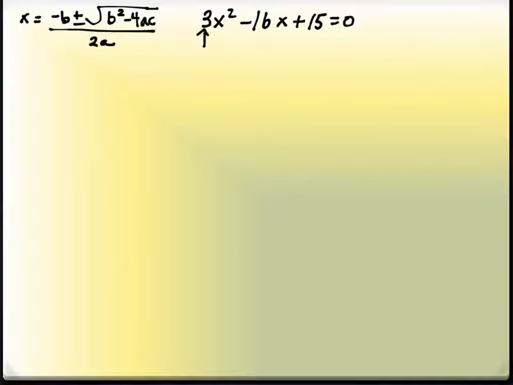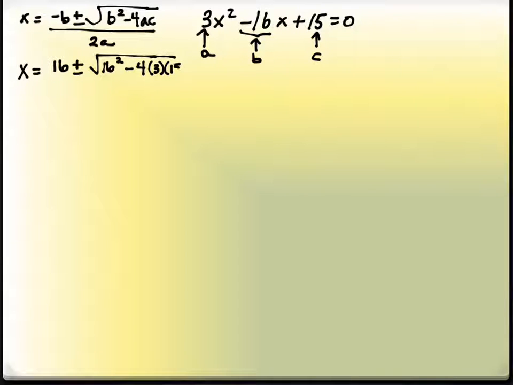All right, so this one is A. This one with its sign is B. And this one is C. So x equals negative b, but our b is already negative, so this will be a positive 16, plus or minus the square root of b squared. Well, that's negative 16 squared, but when you square a negative, it's also positive, so that's actually the same as 16 squared, minus 4 times a, which is 3, and c, which is 15, all over 6.